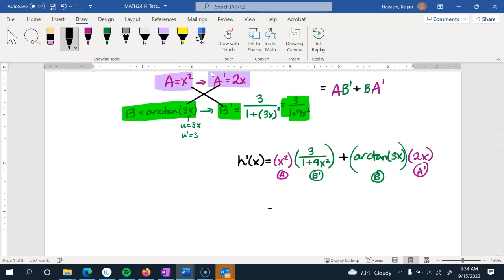Simplifying that a bit, I guess you could multiply the x squared to the top of this expression, 1 plus 9x squared, plus, I guess you could just switch the order that you're writing this in. So 2x arctan of 3x. But that's about it. There's no real reason to get it over a common denominator or anything.